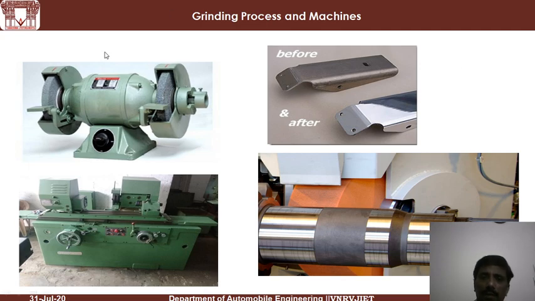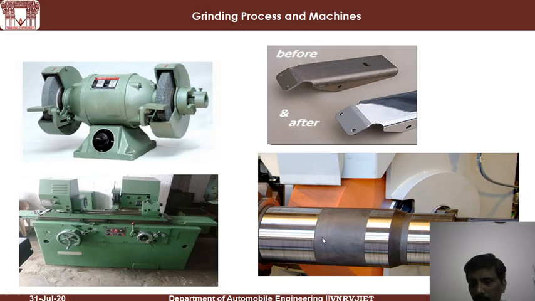The last topic in our syllabus is grinding processes and grinding machines. What are grinding machines and grinding processes? You can see this workpiece, before machining and after the grinding process, with a finishing lever. That means the grinding process is used for finishing of already machined components. Not only that, we also use it to improve dimensional accuracy. So for these two purposes we use the grinding process: one is improving the dimensional accuracy, another is finishing of the surface.